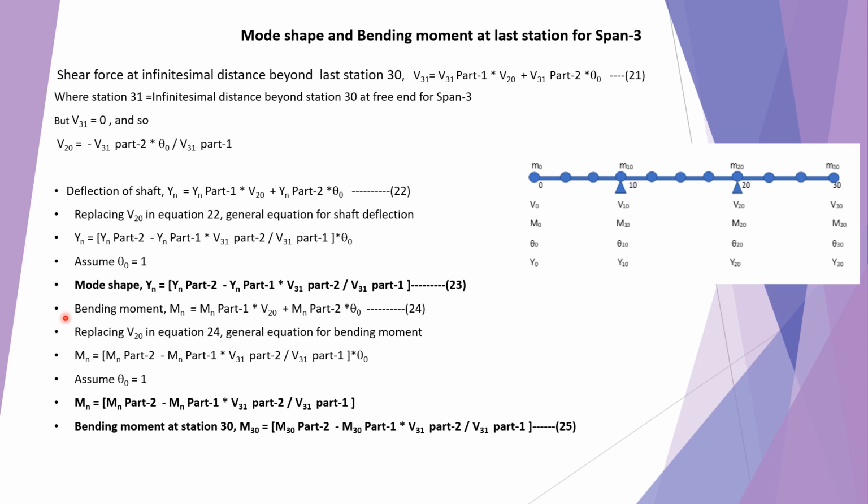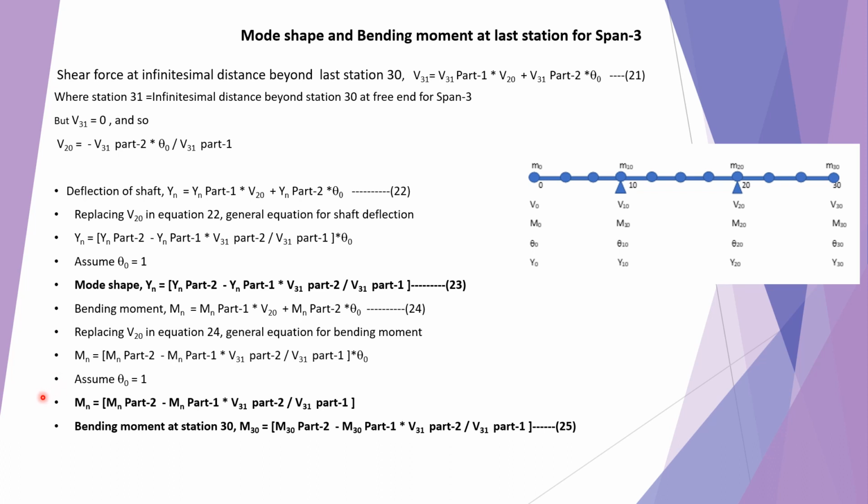Bending moment, similarly we can write Mn is equal to Mn part 1 into V20 plus Mn part 2 into theta 0, equation number 24. Replacing V20 in equation number 24, the general equation for the bending moment: Mn is equal to bracket start Mn part 2 minus Mn part 1 into V31 part 2 upon V31 part 1 bracket close theta 0. Assume theta 0 is 1.